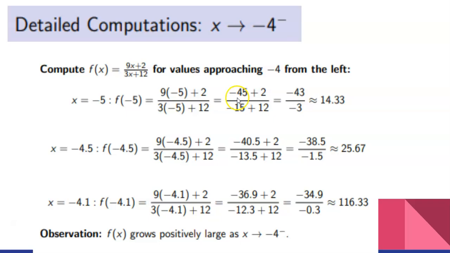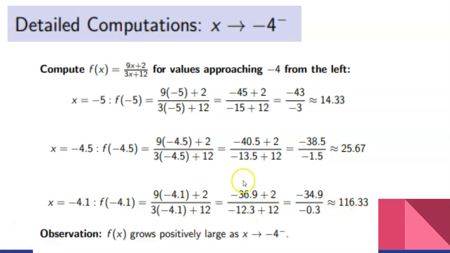That would give us (-45 + 2) over (-15 + 12). And now we have -43 divided by -3, which is equal to 14.33. Then if x is equal to -4.5, we do direct substitution, and the value of y is 25.65. And if x is equal to -4.1, then the value of y is 116.33.